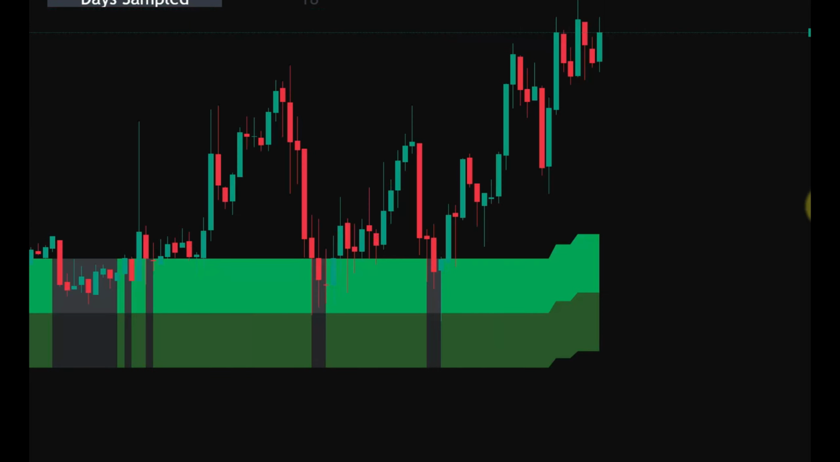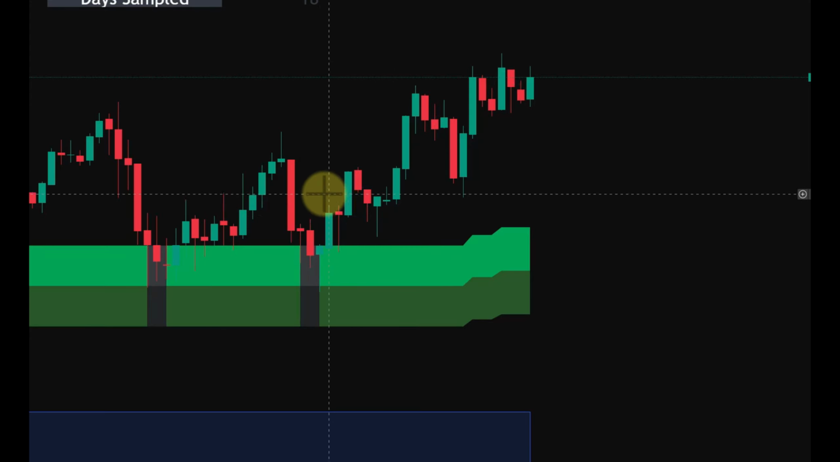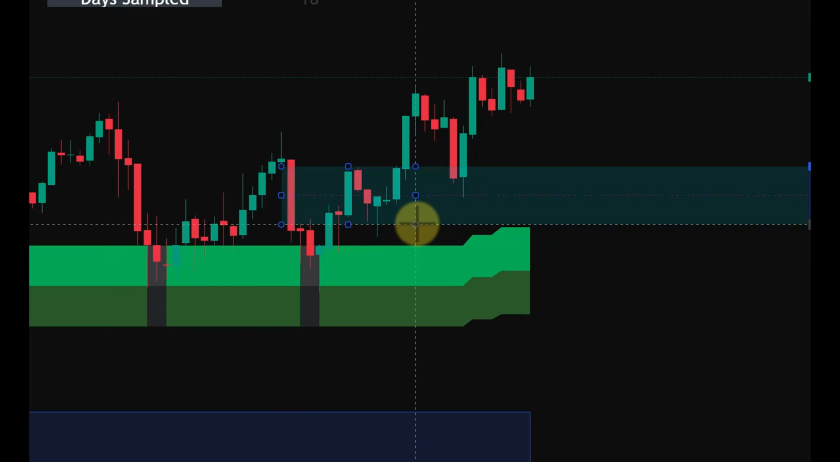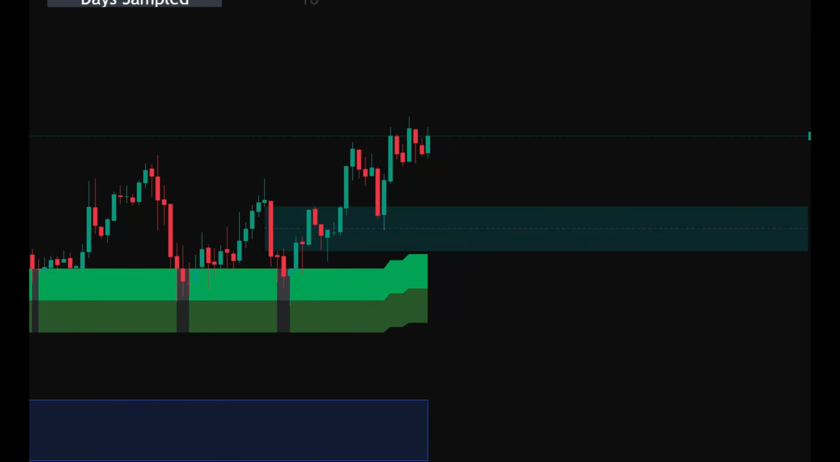Or we could look at, well, we just created this imbalance. We're shoving up through it right here, and we don't hold it. So what do we do? Well, we could just go like this, right? And then look at that right there. So there's another way you could get into the entry.